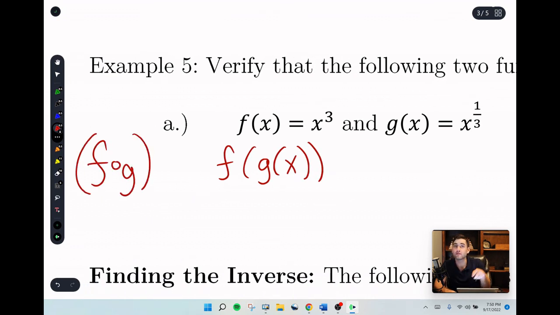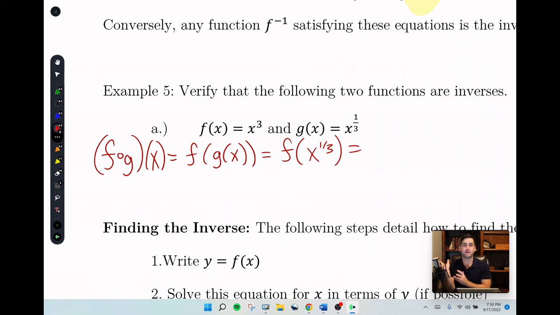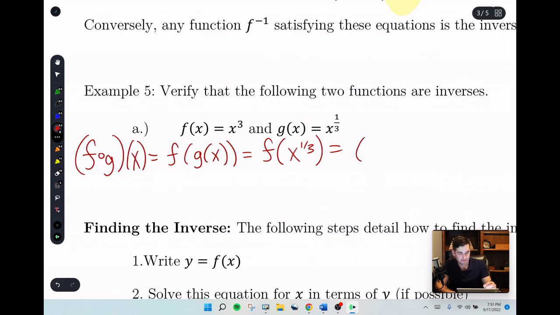F of g, the little composite sign of x, equals f of g of x. We'll go real slow. F of, what is g of x? It's right up there, x to the 1/3. Now we're going to take that 1/3 and plug it in everywhere we see an x in our f function. So now I have x to the 1/3 on the inside, and what is my f function?